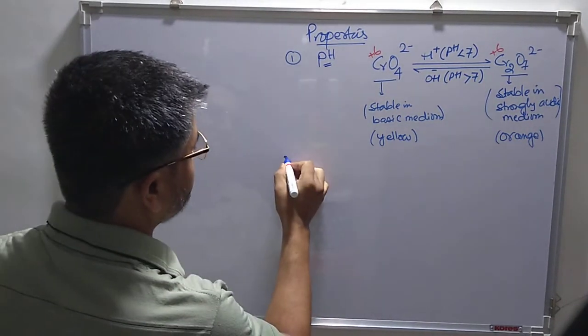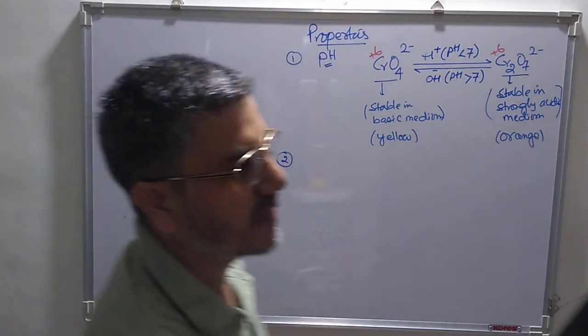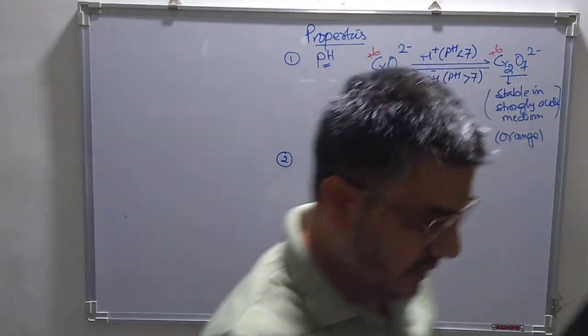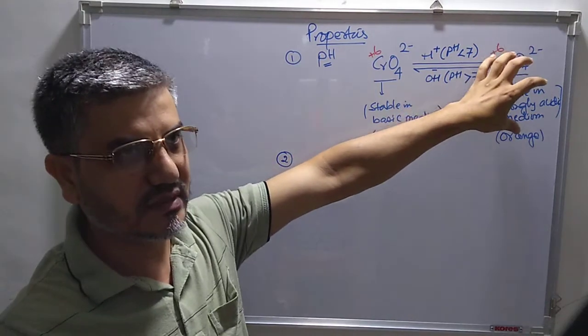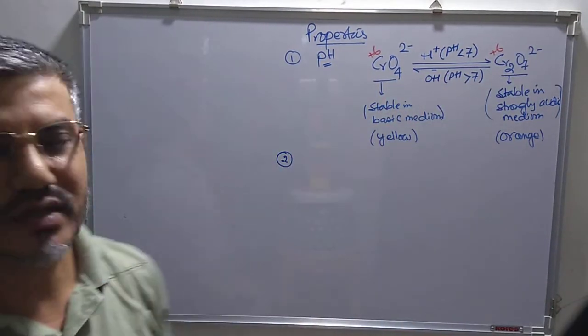Second property. Now dichromate reacts with peroxo compounds.